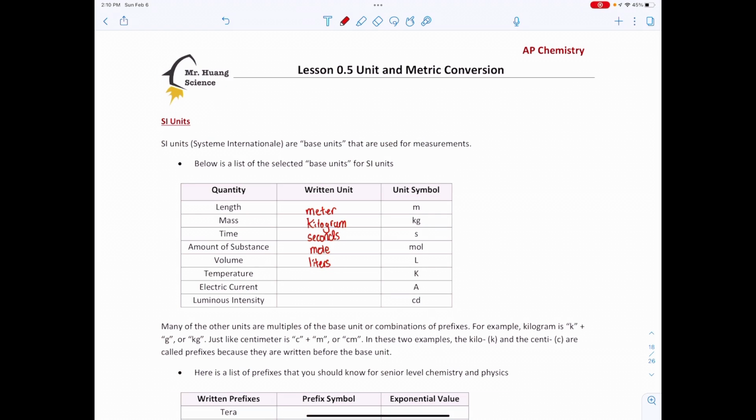For temperature, this is Kelvin. For electric current, this is amperes or amps. And for luminous intensity, this is going to be candela. But for chemistry, the more common ones are going to be meters, kilograms, seconds, mole, liters, and Kelvin. These are the units that we'll see a lot more throughout AP Chemistry.